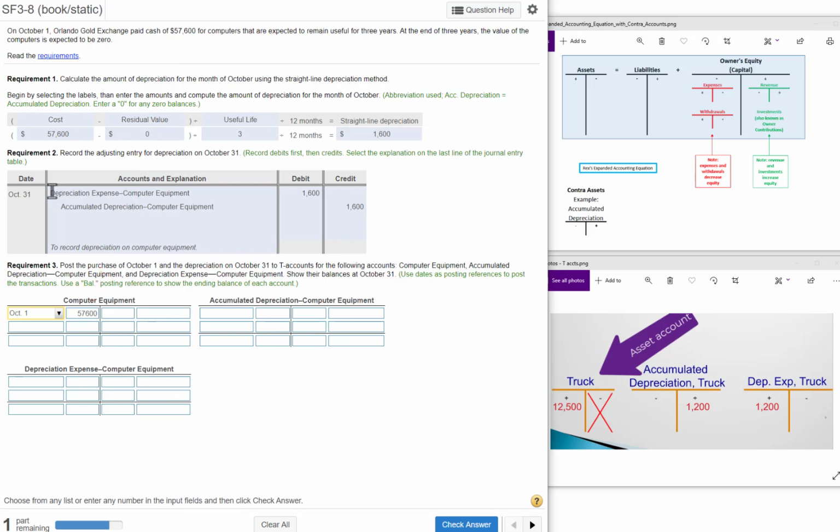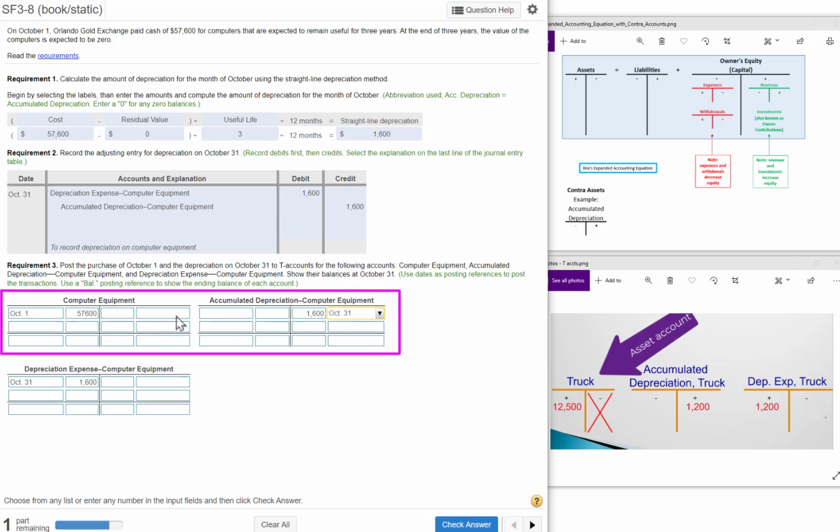And then we're going to post these entries. So we got depreciation expense increasing on the debit side. Depreciation expense, October 31. And then we've got accumulated depreciation, 1,600 on the credit side on October 31. Notice how they put the computer equipment account right next to its contra asset account, in other words, accumulated depreciation. So these two accounts will be side by side in lots of different places. In the chart of accounts, on the balance sheet, and on the trial balance.